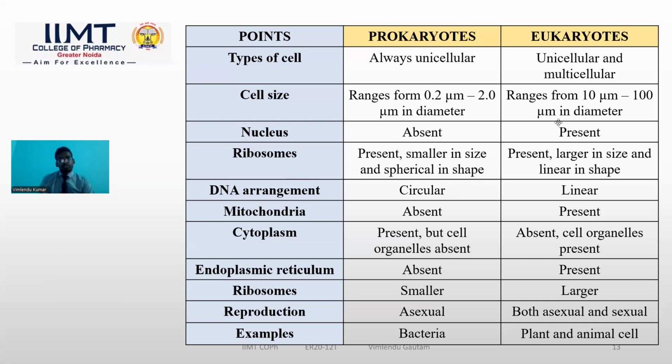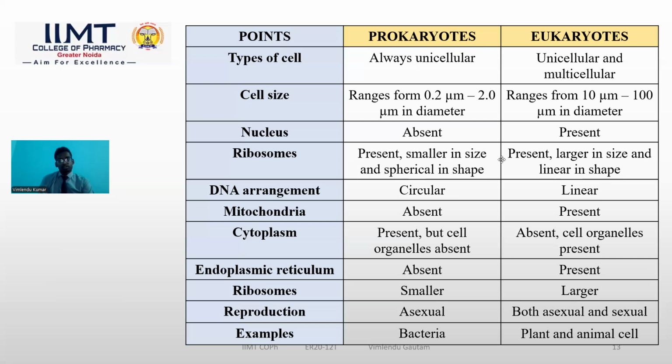Ribosomes are present in both prokaryotes and eukaryotes, but they are smaller in size in prokaryotes and larger in size in eukaryotes. Shape is also different. In prokaryotes, the shape is spherical, and in eukaryotes, it is linear. DNA arrangement in prokaryotes is circular, whereas in eukaryotes, it is linear.